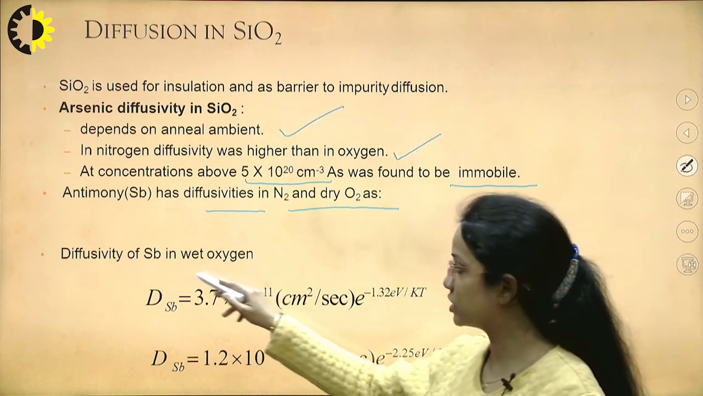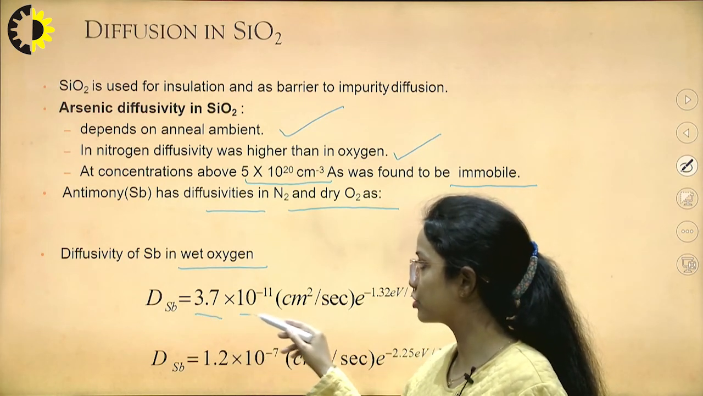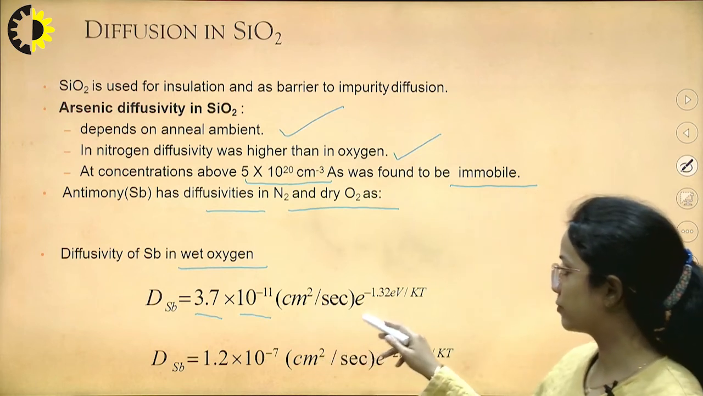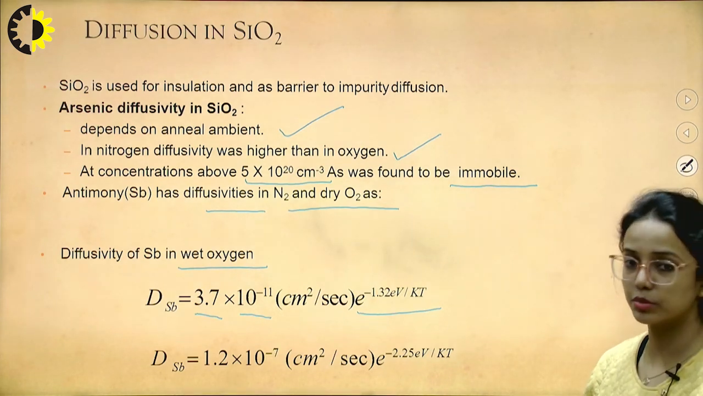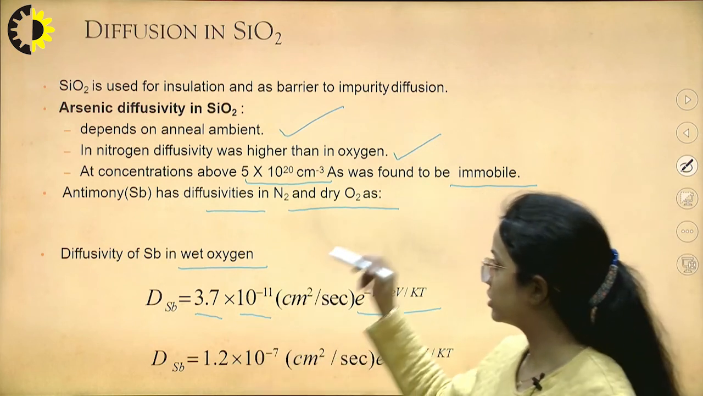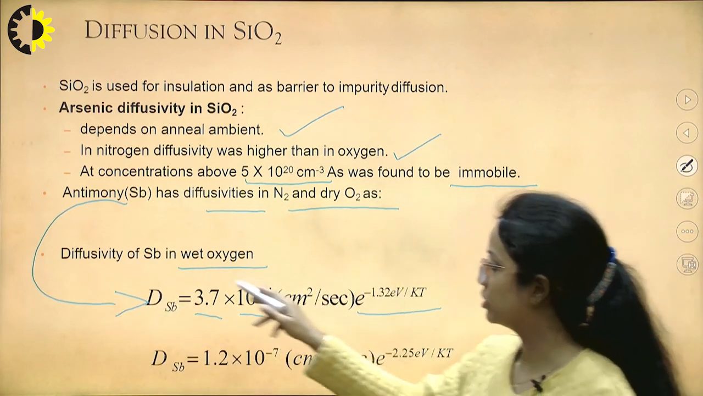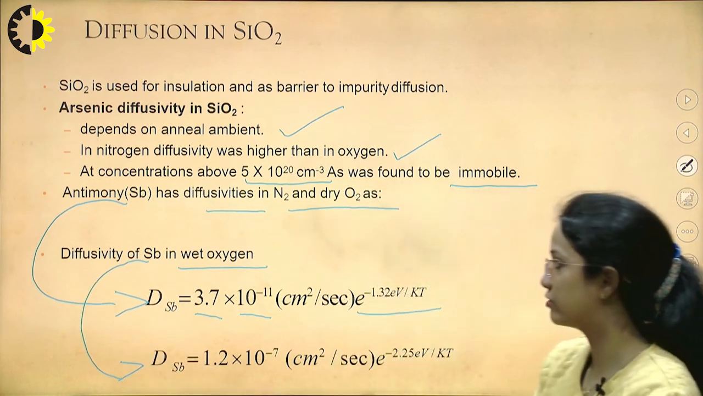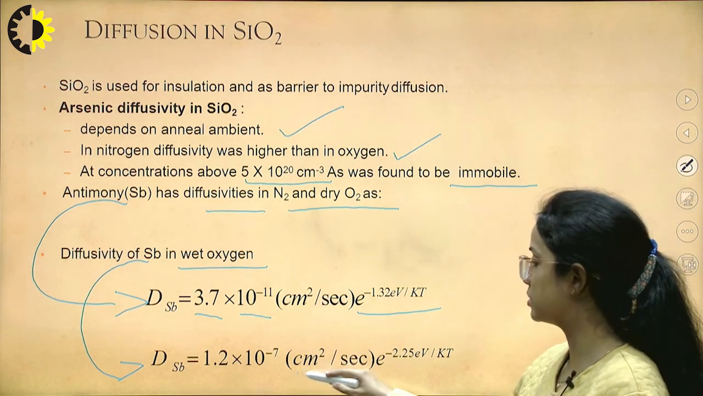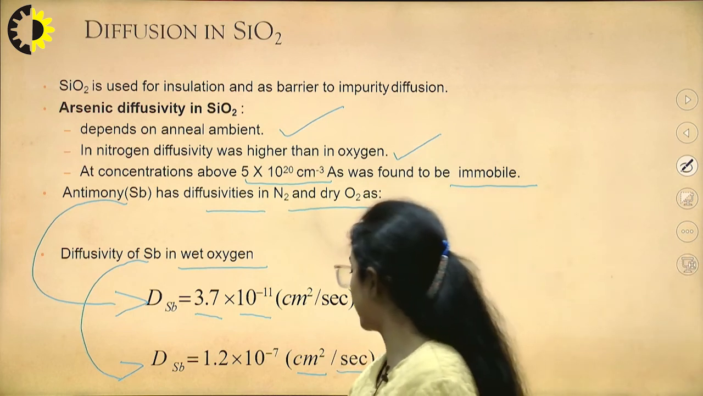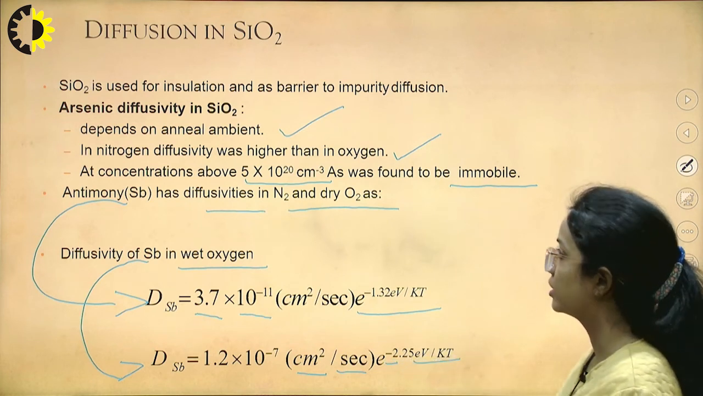The diffusivity of antimony in wet oxygen is given by 3.7 times 10 raised to the power minus 11 centimeter square per second, e raised to the power minus 1.32 electron volt per kT. And this is the diffusivity in N2 and O2, and this is the diffusivity in wet oxygen, where it is equal to 1.2 times 10 raised to the power minus 7 centimeter square per second, e raised to the power minus 2.25 electron volt per kT.